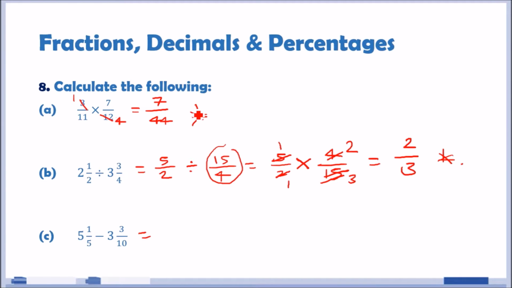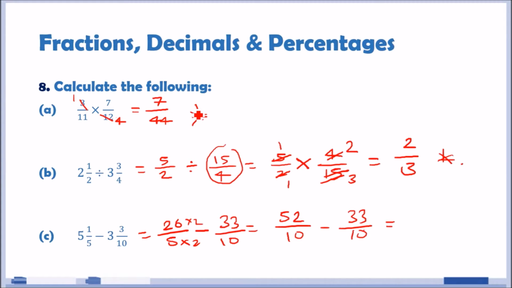Now, next one. Again, let's convert these to improper fractions. 5 times 5 is 25, plus 1, 26 over 5, minus 3 times 10 is 30, plus 3, 33 over 10. When we add or subtract, we have to find a common denominator. We notice they both go into 10, so we should double the first values so it goes over 10. 26 times 2 is 52, 5 times 2 is 10, minus, and then copy the second part as it is. Now we just subtract the top ones. 52 take away 33 is 19. So 19 over 10 is our breadwinner. Alright, good.